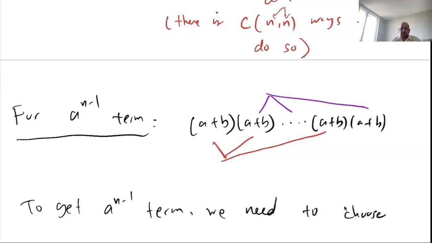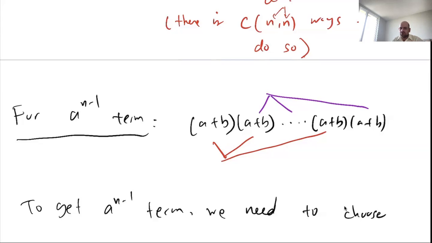In total, there are n brackets that you have to multiply. For n minus 1 of them, we choose a, but there is also one bracket. There will be one bracket left. For that one bracket, we have to choose b. Because if for the last bracket we also choose a, then we get the a to power n term, which we already did before.